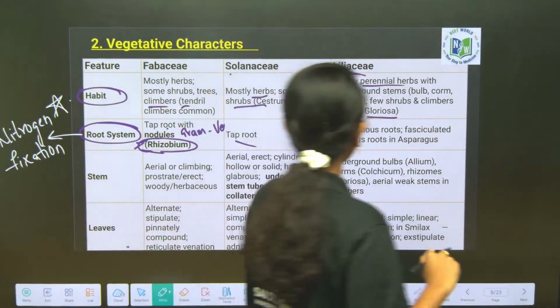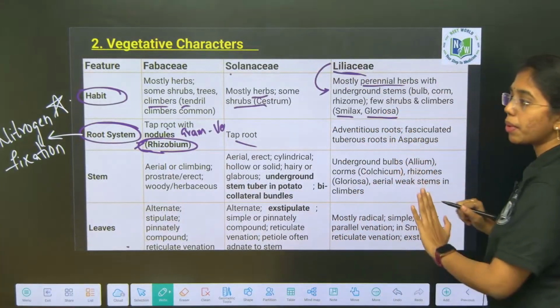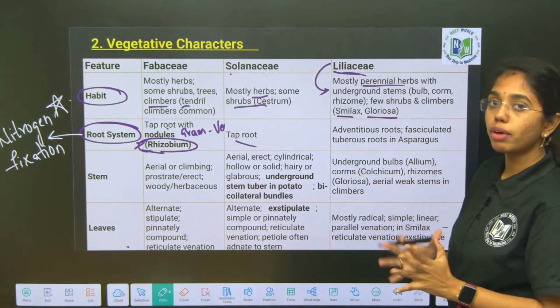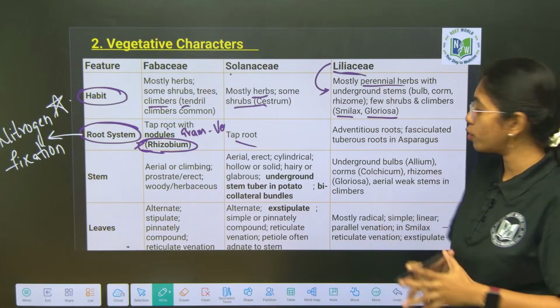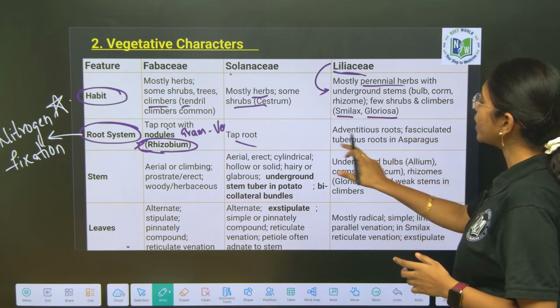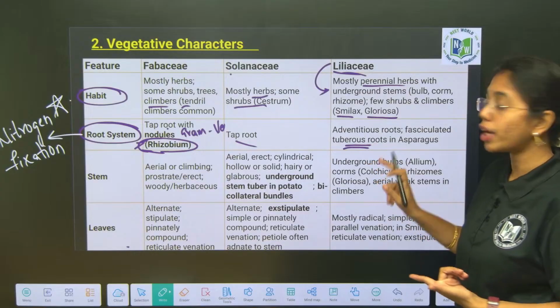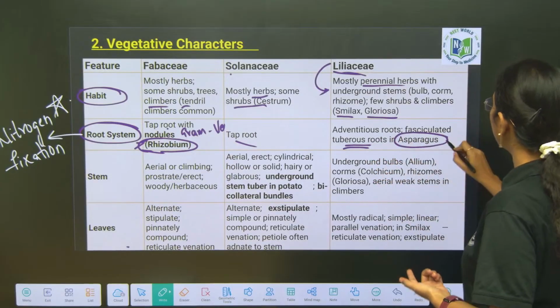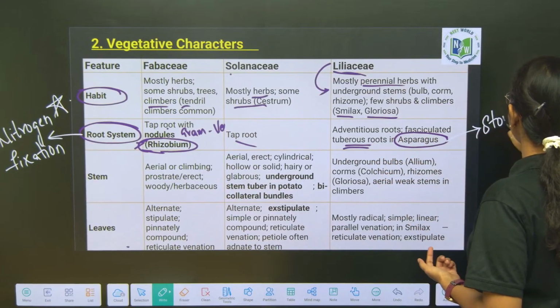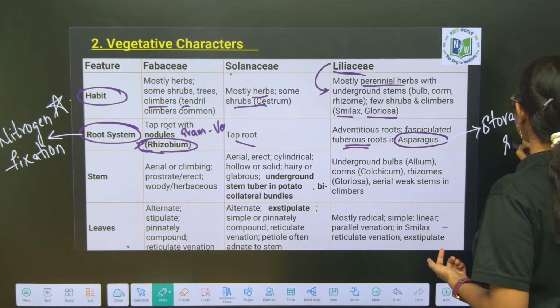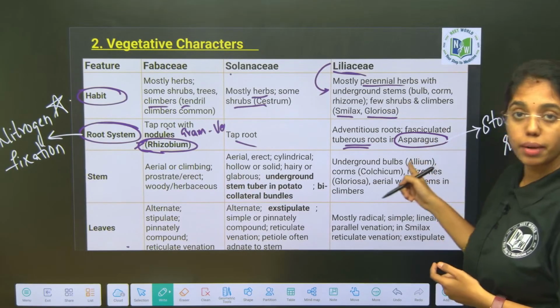Next, Solanaceae has taproot. In Liliaceae members, the type of root modification you have to remember is mostly adventitious roots and fasciculated tuberous roots, the storage root modification of Asparagus. Storage root modification for Liliaceae members. Remembered, right?